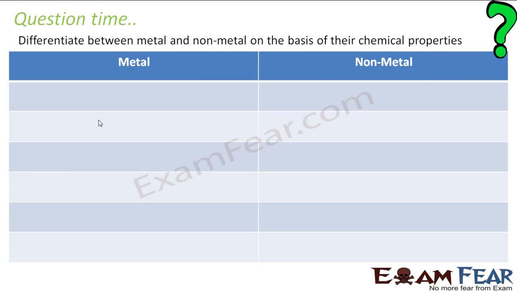Now, please pay a little more attention to this question. We have to differentiate metals and non-metals on the basis of their chemical properties. So I'll write the chemical properties of these metals and non-metals. Just please pay attention here.